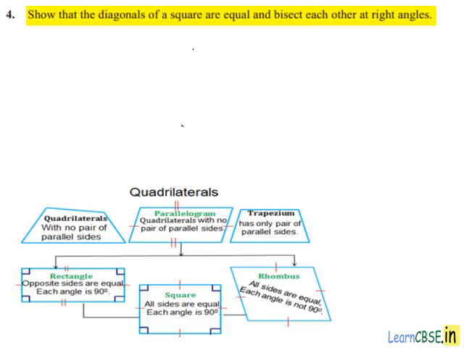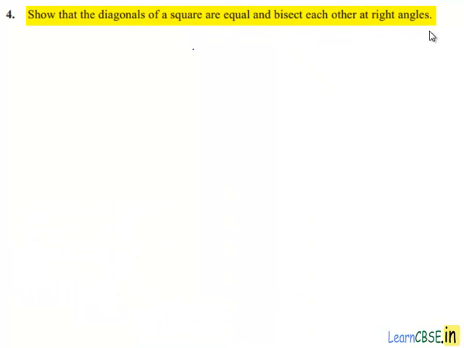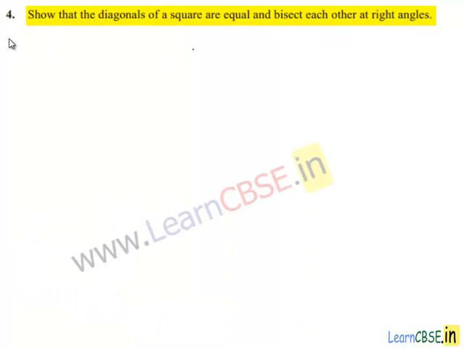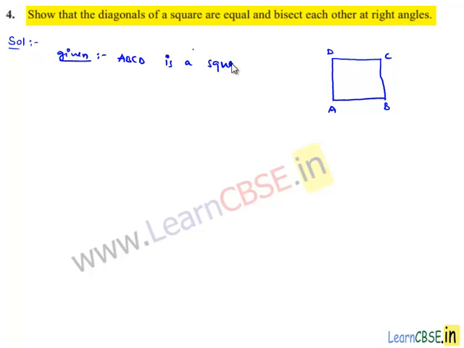Moving on to the 4th question. Show that diagonals of a square are equal and bisect each other at right angles. Now moving on to the solution. Let us note down the given information that we are given a square. So let us assume a square ABCD. As ABCD is a square, we can say that all the sides in the square are equal. So here AB is equal to BC is equal to CD is equal to DA.